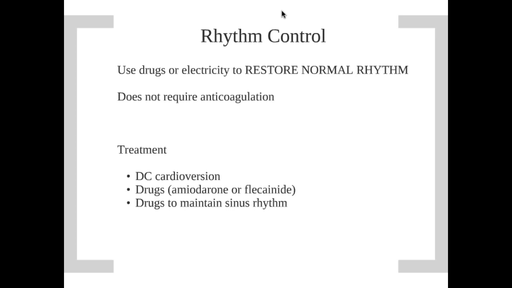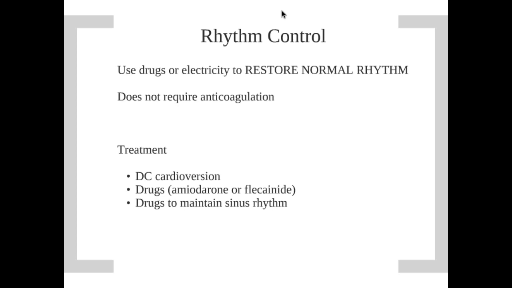The other option, of course, is DC cardioversion for atrial fibrillation. It's actually sometimes done acutely if the patient's really unwell. It's another reason for shocking the patient if they're very, very unwell, they're decompensated. But most often it's done as an outpatient procedure.